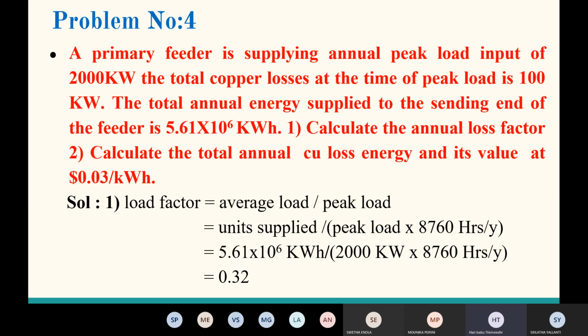We know the load factor is equal to average load by peak load. Average load is nothing but the number of units supplied divided by peak load into 8760 hours. Why? Because it is annual.